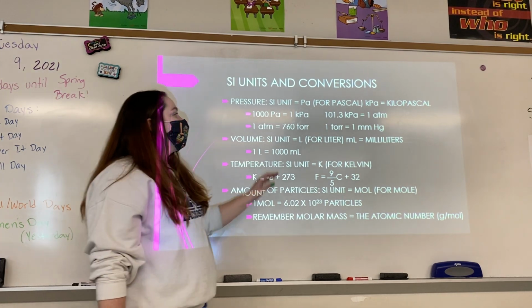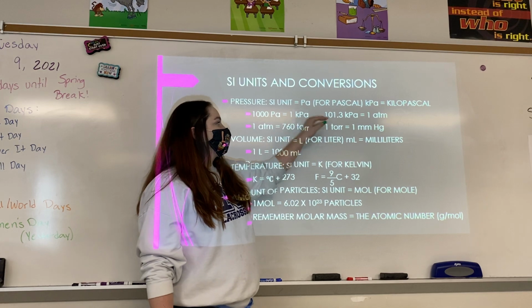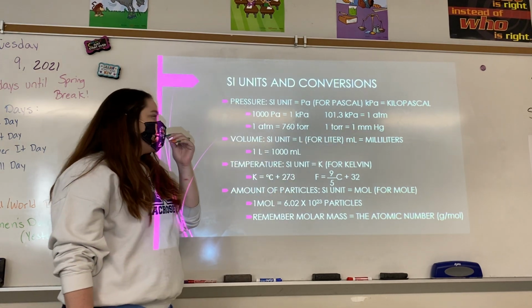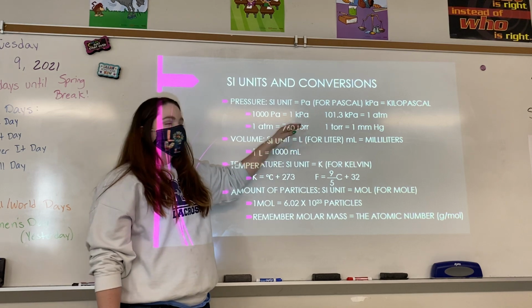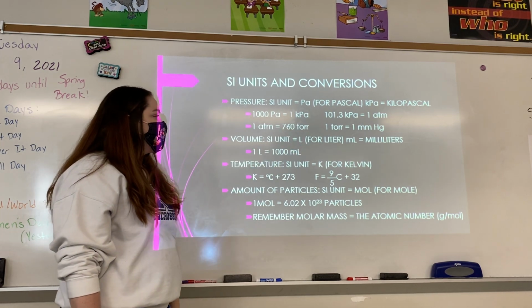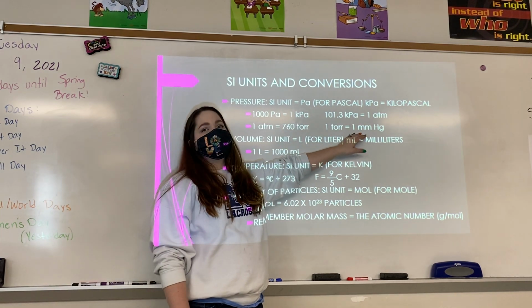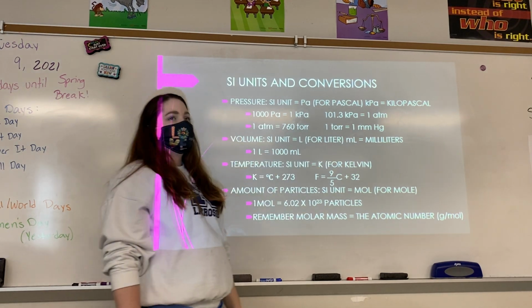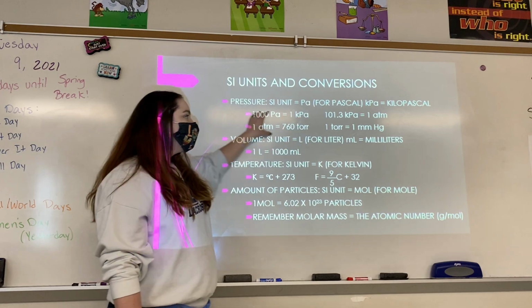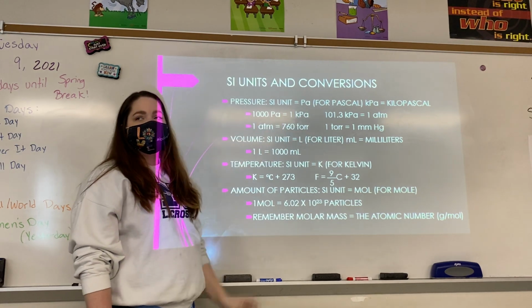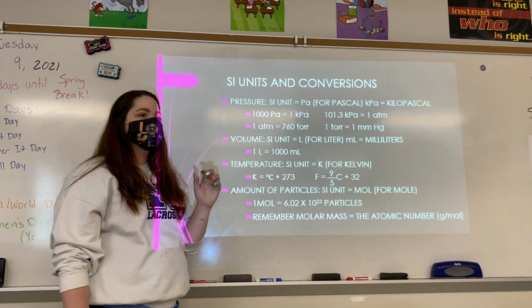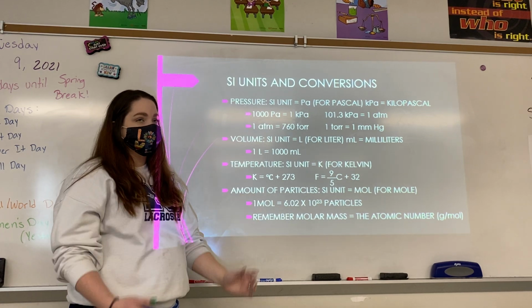You need to know how to convert between kilopascals and ATM. So that's that number. You also have a unit called torr, and that's how you would convert to torr. And you also have a unit called millimeters of mercury, or mmHg, and that's how you would convert. So these four are all given to you on your formula sheet. So you don't need to know the number, but you need to know how to convert using those numbers.